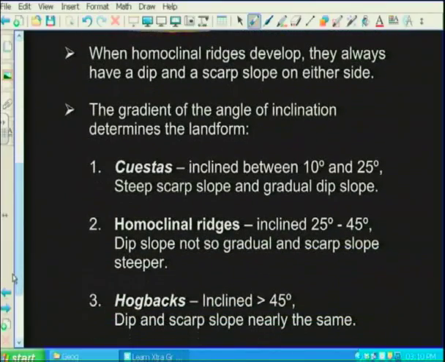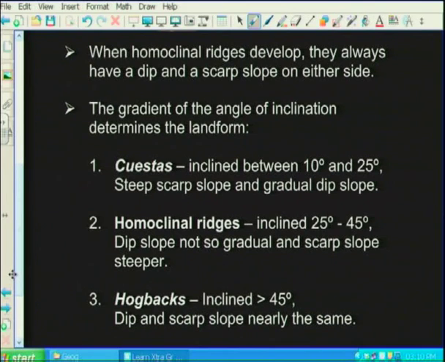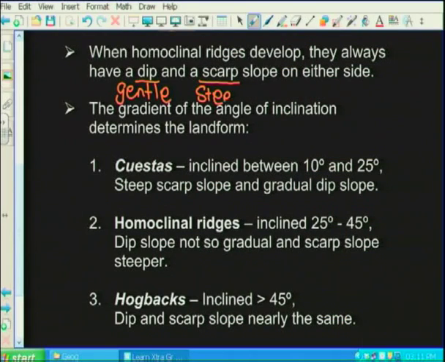Our third point says when homoclinal ridges develop, they always have a dip and a scarp slope on either side. These two words are very important. The dip slope, grade 12, refers to a gentle slope. And while we're speaking about gentle versus steep, just a reminder that this structural landform work is quite easily tested within the map components as well, because you can see different slopes on your map according to the contour lines. So a dip slope refers to any slope that is gentle, which would imply then, grade 12s, that the contour lines are far apart, and our scarp slope refers to a steep slope.